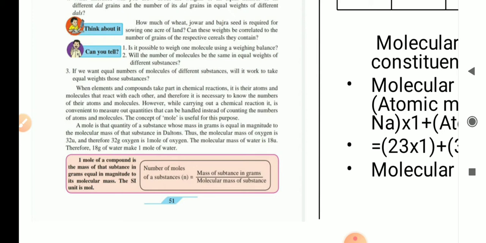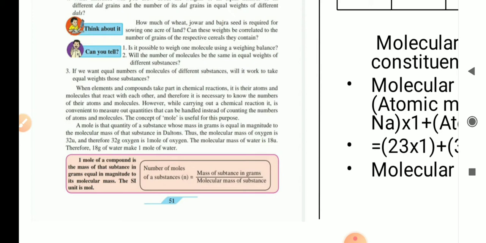A mole is that quantity of a substance whose mass in grams is equal in magnitude to the molecular mass of that substance in Daltons. So, please mark that. Thus, the molecular mass of oxygen is 32 Daltons. Therefore, 32 grams of oxygen is 1 mole of oxygen. The molecular mass of water is 18 Daltons. Therefore, 18 grams of water make 1 mole of water.